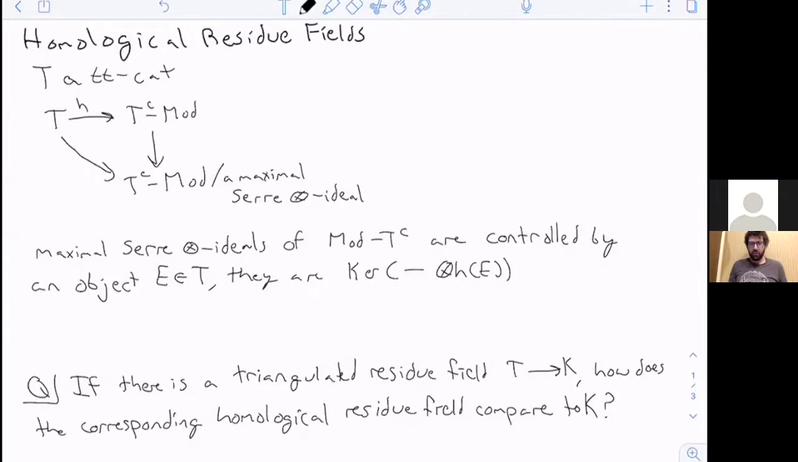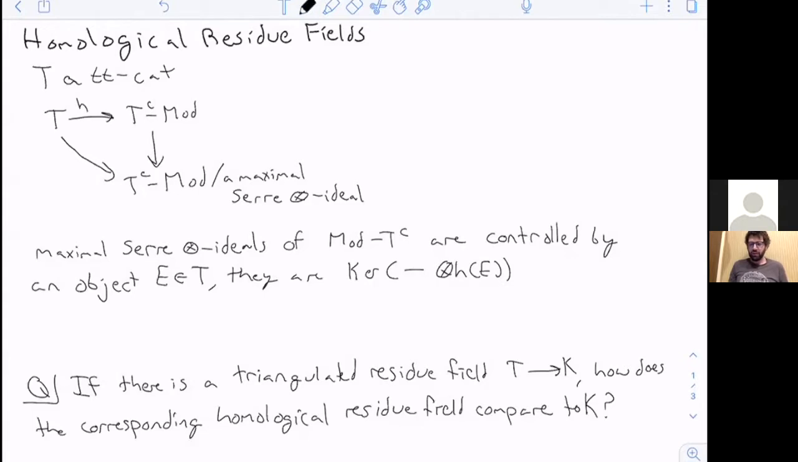Given a tensor triangulated category, you can localize it at a prime, but in general, there's not a notion of taking a tensor triangulated residue field. One fix for this is an object called a homological residue field. So before I describe these results, let me quickly say what a homological residue field is.